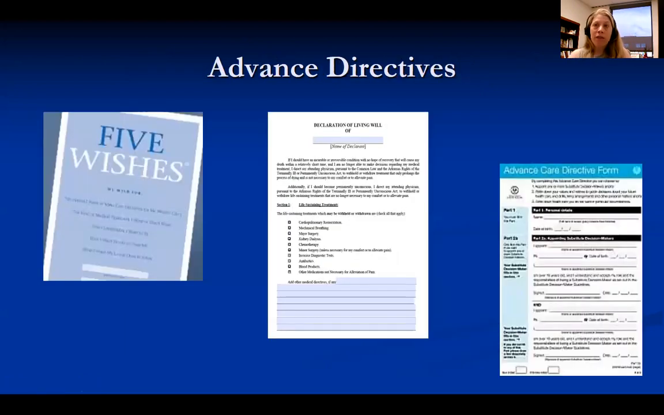There are a lot of advance directives out there that are legal and acceptable in the state of Arkansas. So while the UAMS one is really fantastic, if a patient comes in with something like 5 Wishes or any number of advance directives that you can get at a lawyer's office or download from the internet, these are acceptable as well.